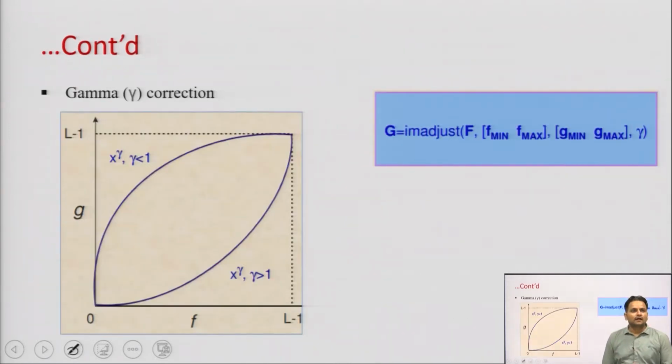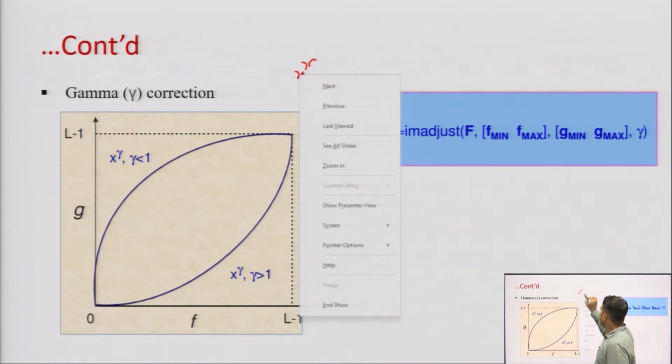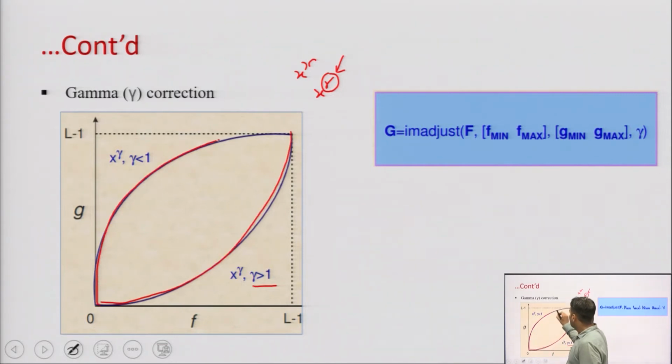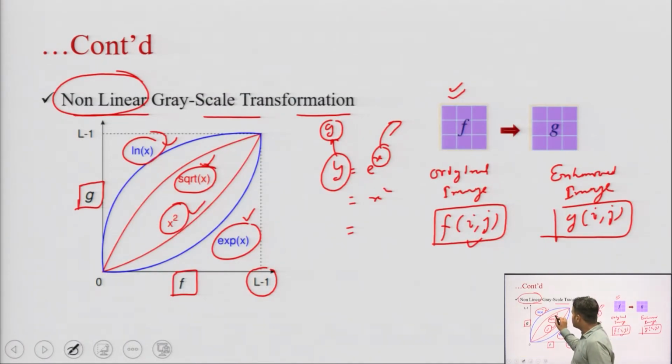Now, if we talk about x square, or x raised to power q, here I am generalizing to x raised to power gamma. Gamma is the exponent value of x, and if gamma is greater than 1, then your curve looks like this. If it is less than 1, say x raised to power 1 by 2, then you can see in the previous diagram that it is the square root. The square root has this kind of diagram.